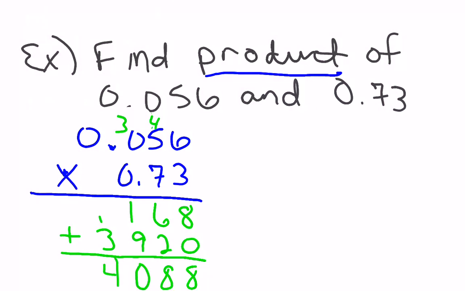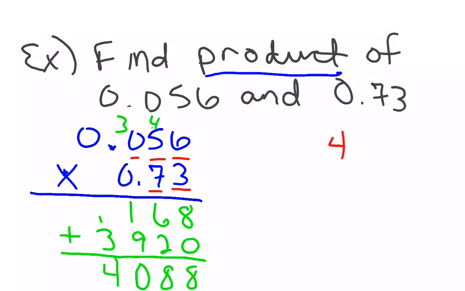Now, how do I know what my number is? I have all these decimals. The decimal is however many places were after the decimal in your problem. So there were 3 places past the decimal here and 2 here. So that means it needs to move 5 places.